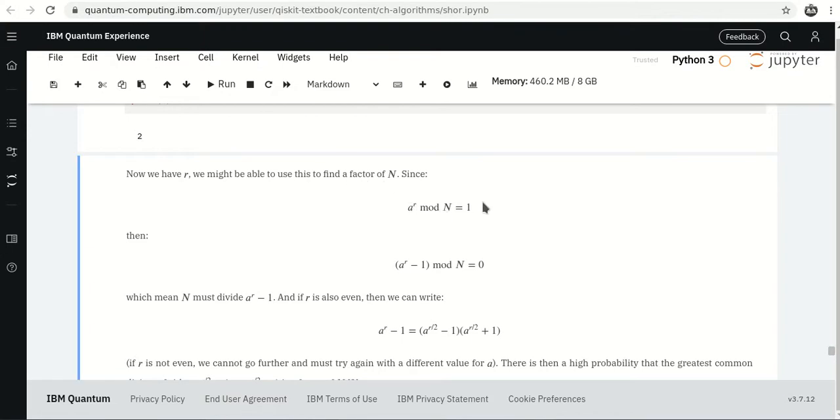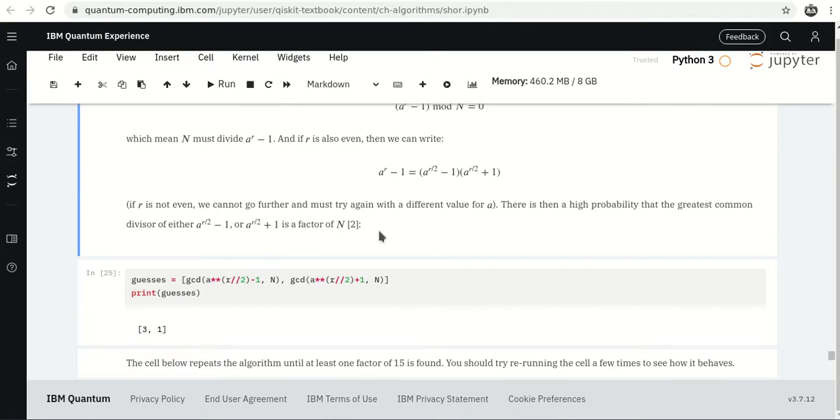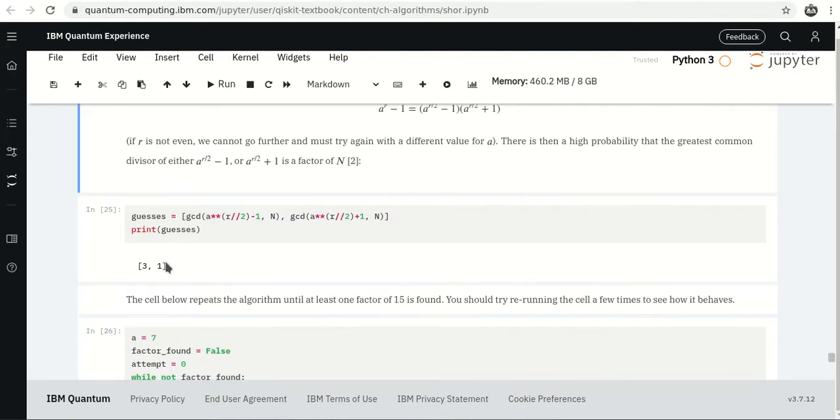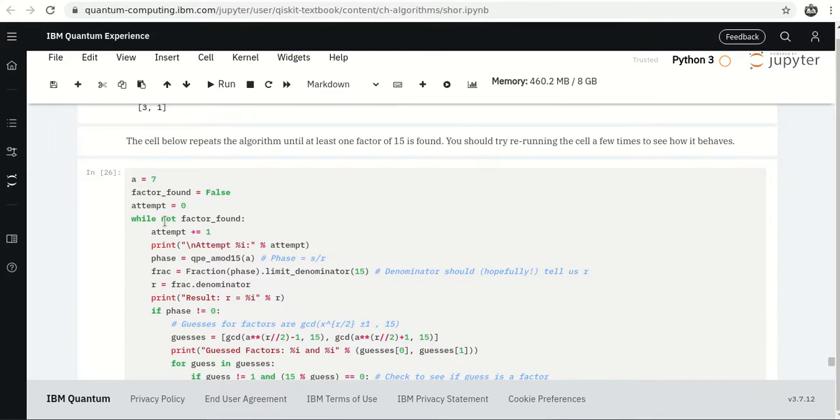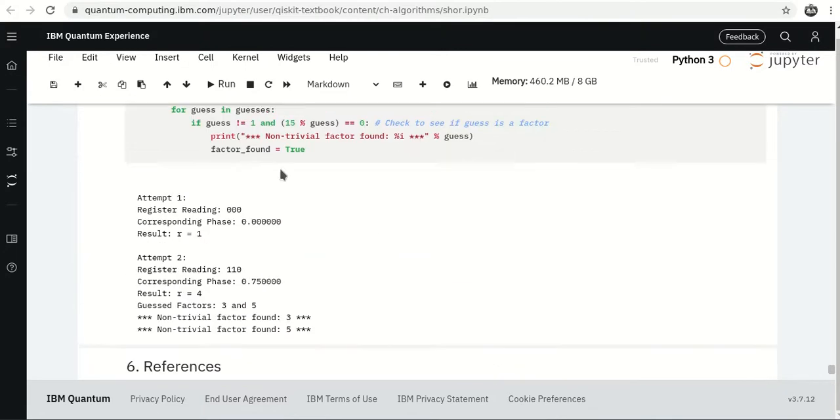So a to the power r mod n equals 1, then a to the power r minus 1 mod n equals 0. So a to the power r minus 1 equals a to the power r by 2 minus 1 times a to the power r by 2 plus 1. This is easy. Now the guesses are GCD of a to the power r by 2 minus 1 comma n and a to the power r by 2 plus 1 comma n. So we get 3 comma 1. We will repeat the algorithm until at least one factor of 15 is found. So this is repeated while not factor found. So that is the algorithm.